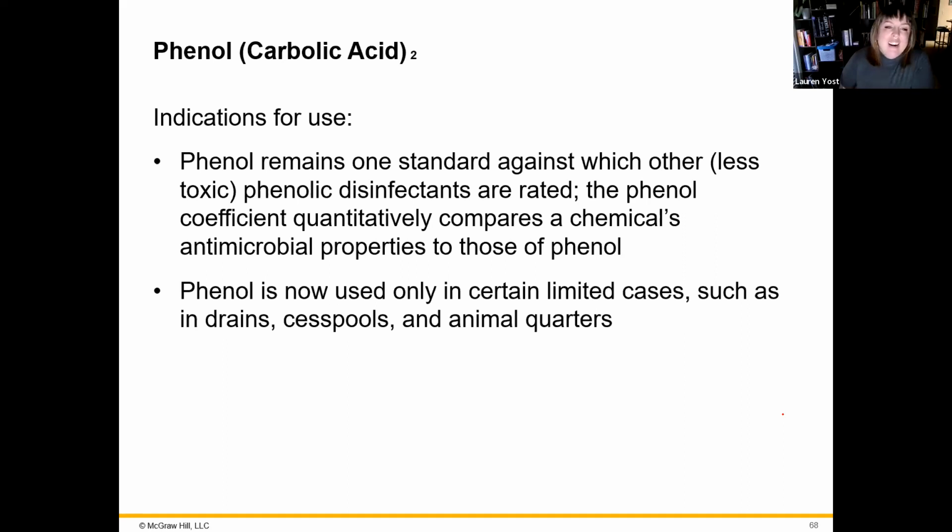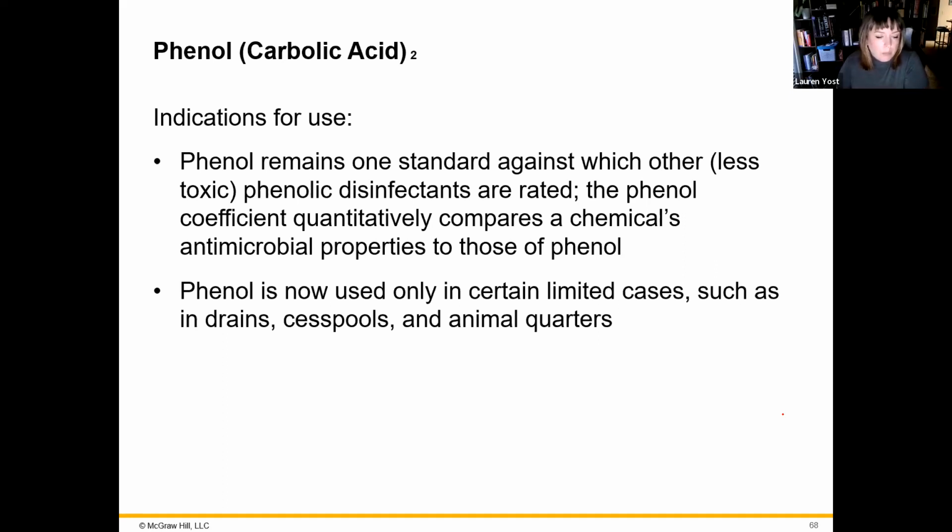It's ridiculous. Okay, phenol. Let's just try to read this one. Phenol remains one standard against which other less toxic phenolic disinfectants are rated. The phenol coefficient quantitatively compares a chemical's antimicrobial properties to those of phenol. What I'm trying to say here is that phenol is an effective chemical agent to use to control microbes, but because it is toxic, we are trying to develop things that could be related to phenol, which are our phenolics, or that function kind of similarly, but we compare them back to phenol because it's hard to meet that standard, essentially.